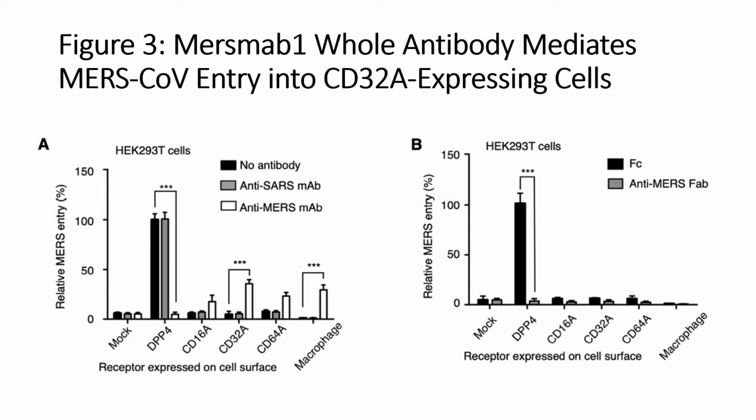And the mock, that's a control, so those are the cells not expressing viral receptors or Fc receptors on them. And then as we can see in 3A, no antibody prevented the MERS-CoV pseudovirus from entering the Fc receptor expressing cells, as expected. But with the antibody, the MERS-CoV pseudovirus entered CD32A expressing cells and the macrophages successfully. In contrast, with no MERS antibody, the MERS-CoV pseudoviruses were able to enter the DPP4 expressing cells, but the antibody presence caused a highly reduced entry into those cells as well.